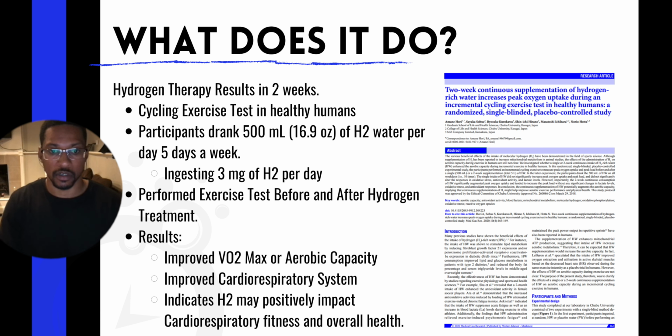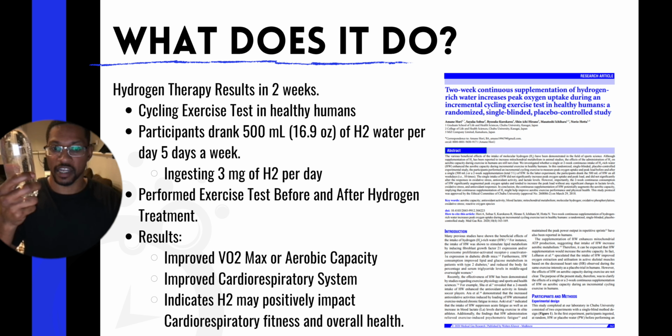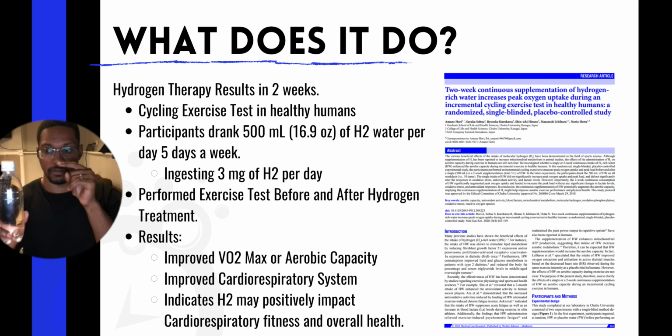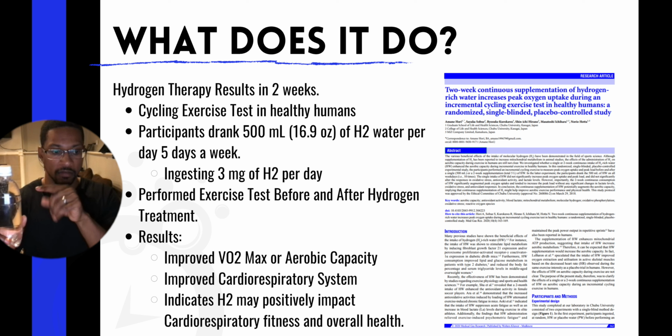Okay, so hydrogen therapy results in 2 weeks. This is a cycling study with healthy patients, an exercise study with cycling. The participants drank 500 milliliters, 16.9 ounces, of H2 water per day for 2 weeks, except on weekends. So they actually drank 5 days a week. This would have been 10 doses of hydrogen, ingesting 3 milligrams of H2 per day. So they would have had a high concentration. 3 milligrams in 500 milliliters would be 6 ppm, or 6 milligrams per liter. So 6 times 0.5 equals 3 milligrams of hydrogen dissolved into this bottle of water.